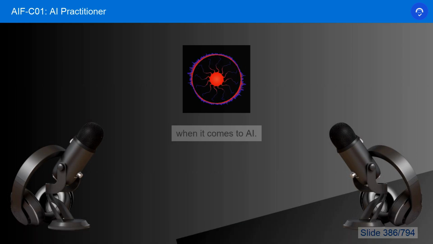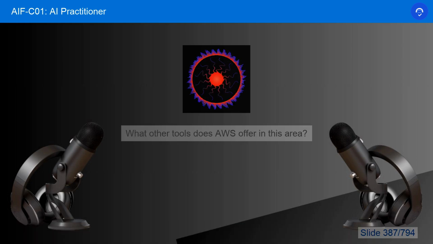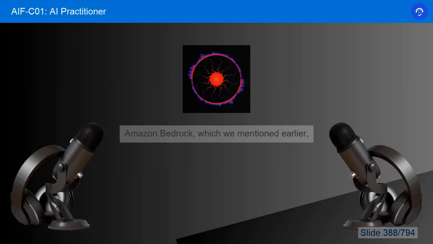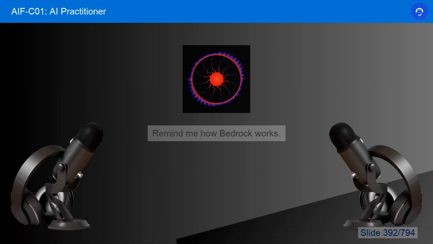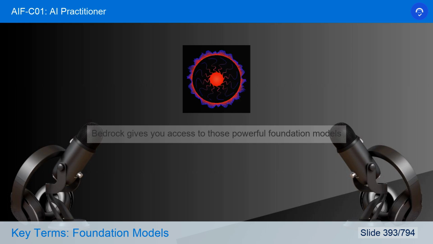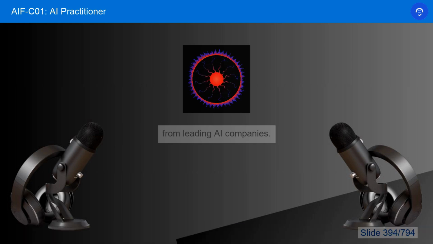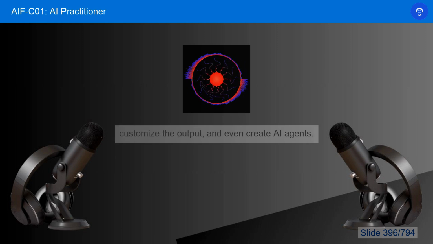Security and privacy are always top of mind when it comes to AI. What other tools does AWS offer in this area? Amazon Bedrock, which we mentioned earlier, is another key service. It provides a secure and scalable environment for building and deploying those generative AI applications. Remind me how Bedrock works. Bedrock gives you access to those powerful foundation models from leading AI companies. You can play around with different prompts, customize the output, and even create AI agents.